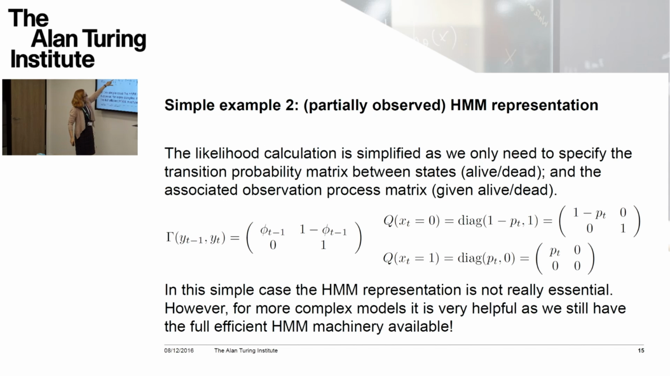We have states: state 1 is alive, state 2 is dead. They go from alive to alive with probability phi, alive to dead with probability 1 minus phi. And if they're dead, they stay dead. So that's the system process.